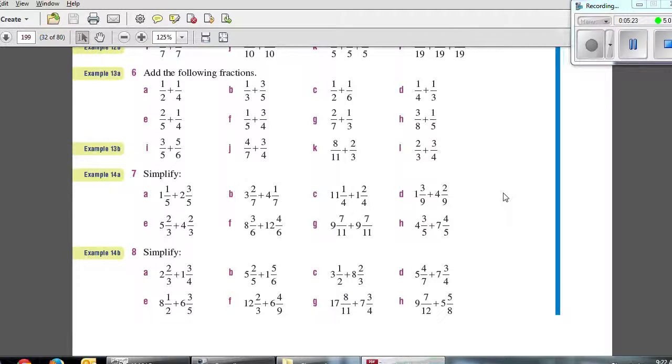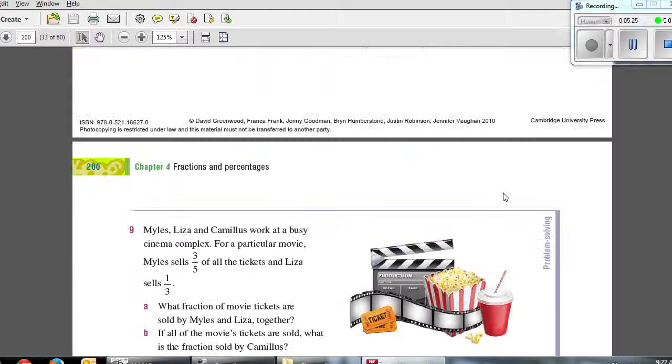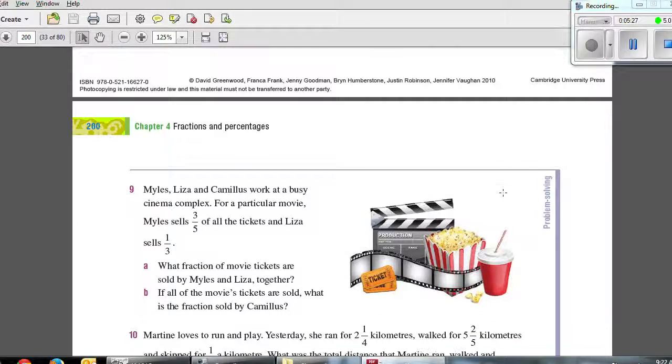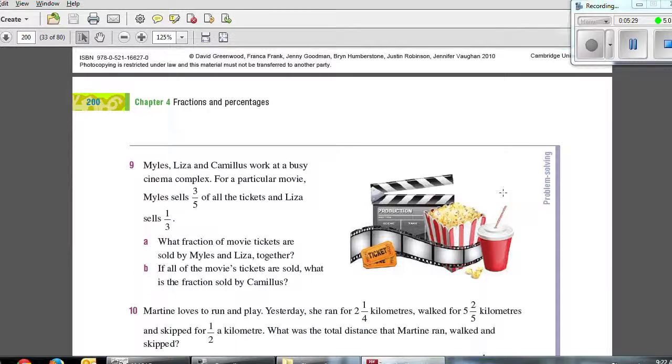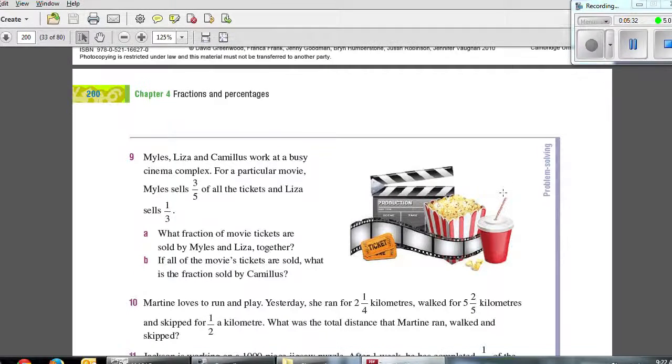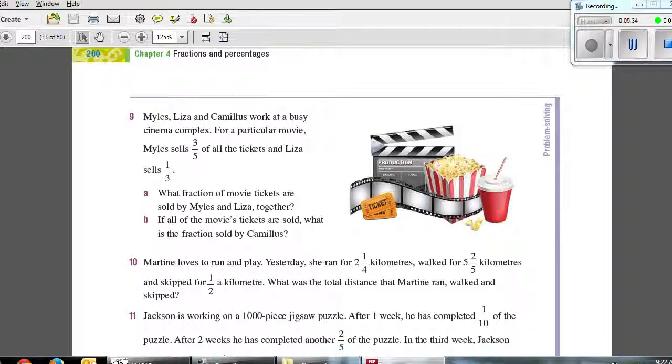So, going to have a look at a problem solving question now. Miles, Lisa and Camillus work at a busy cinema complex. For a particular movie, Miles sells 3/5 of all the tickets and Lisa sells 1/3. So A asks, what fraction of movie tickets are sold by Miles and Lisa together?